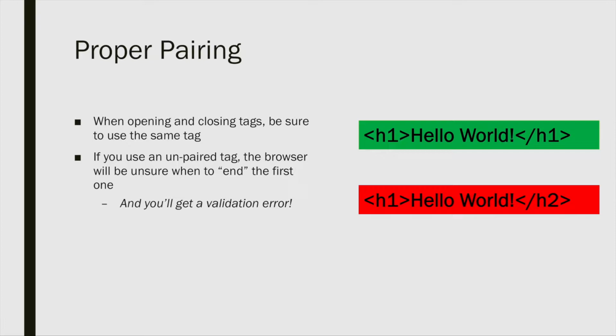Let's talk about proper pairing. Whenever you're opening a tag that is not a void tag, you want to make sure you use the same opening and closing tag. We talked before about what order they should be in, and now let's talk about exactly what the tags should be. For example, if you use an H1 tag, then close it with the H1 tag. If you're using an H1 tag, don't close with the H2 tag, because then the browser doesn't know where the H1 tag ends. And chances are, if you put that through the validator, you'll get a validation error.